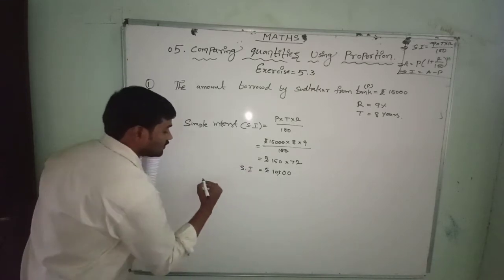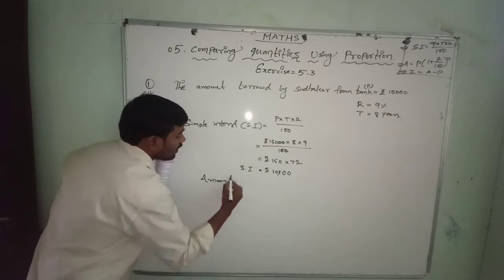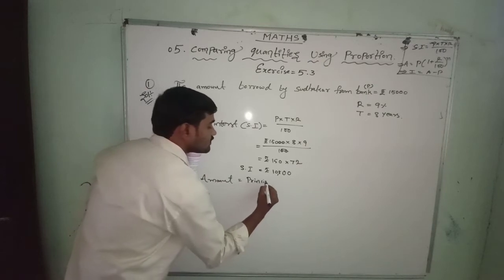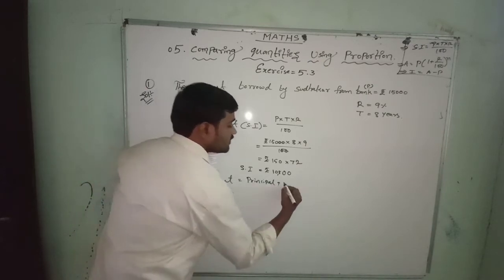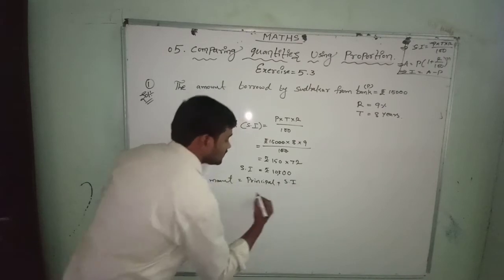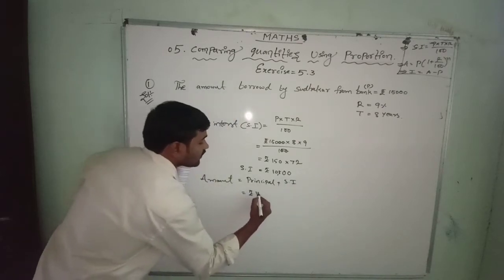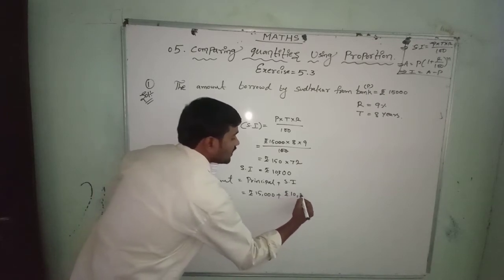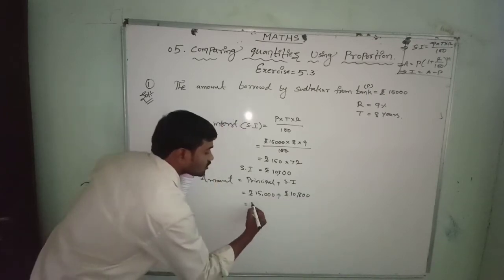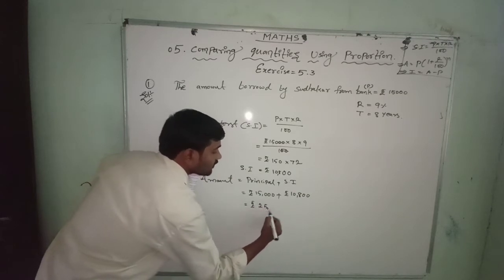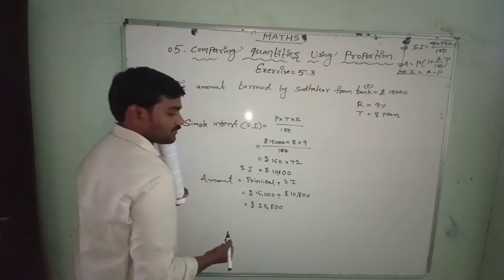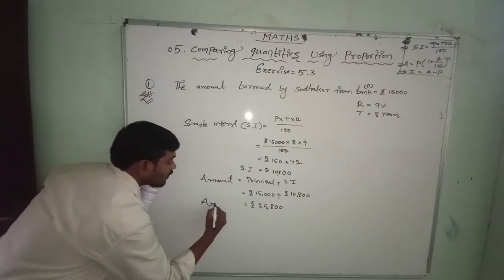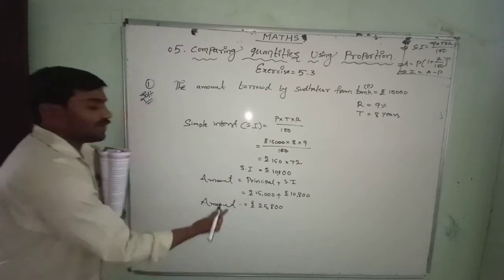Then the total amount equals principal plus simple interest. The principal is 15,000 that you took, plus 10,800 paid as interest. So the total amount will be 25,800. You have to pay 25,800. This is the total amount you have to pay to the bank.